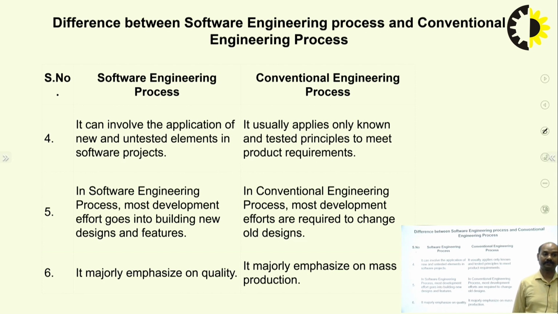And the fifth point is the software engineering process. Most development effort goes into building a new design and new features. Otherwise, in the conventional engineering process, most of the development effort is required to change old designs. In software engineering, the emphasis is on quality, but conventional processes emphasize mass production.